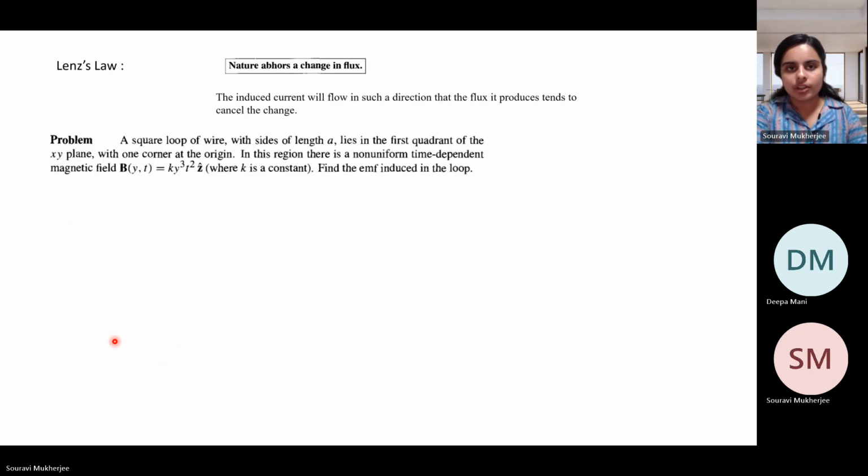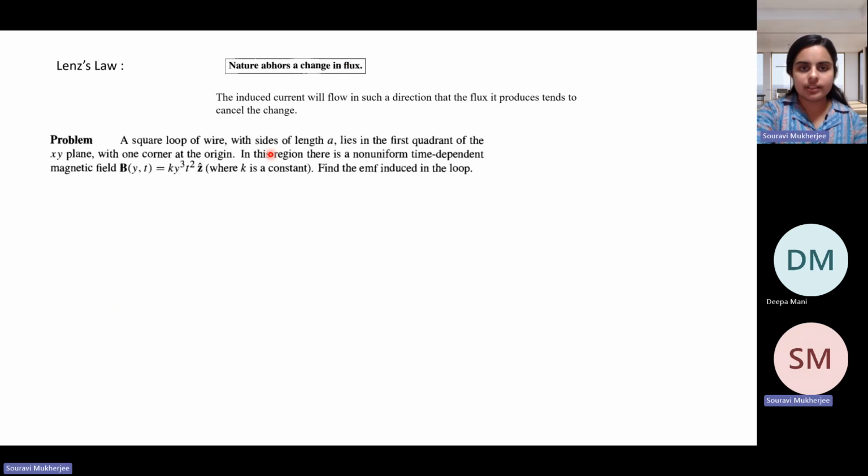Okay. Now this is what we were trying to talk about in the last to last slide, when we talked about the minus sign. It says that nature abhors a change in flux. What this is telling you is that the induced current will be in such a direction that the flux it produces tends to cancel the change that in the first place resulted in this induced current. So let's see some examples. We'll see it in the coming slides as well. This is not just about Lenz's law, but Lenz's law gives you the direction of your induced current.